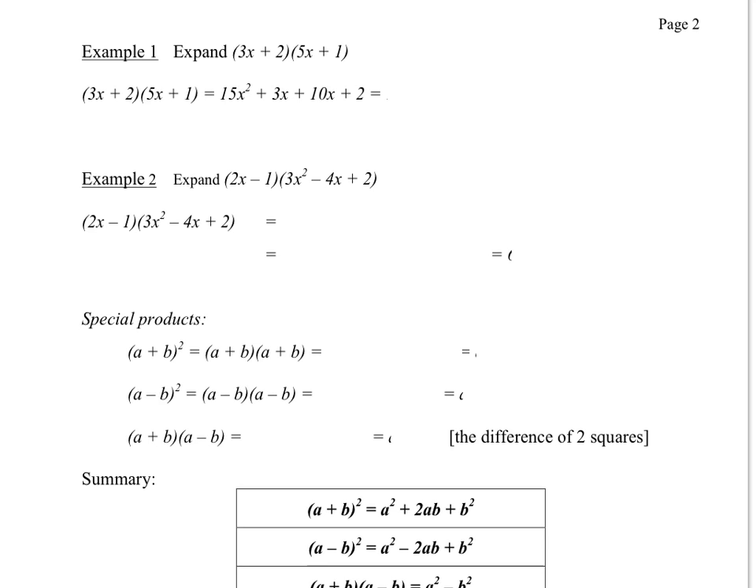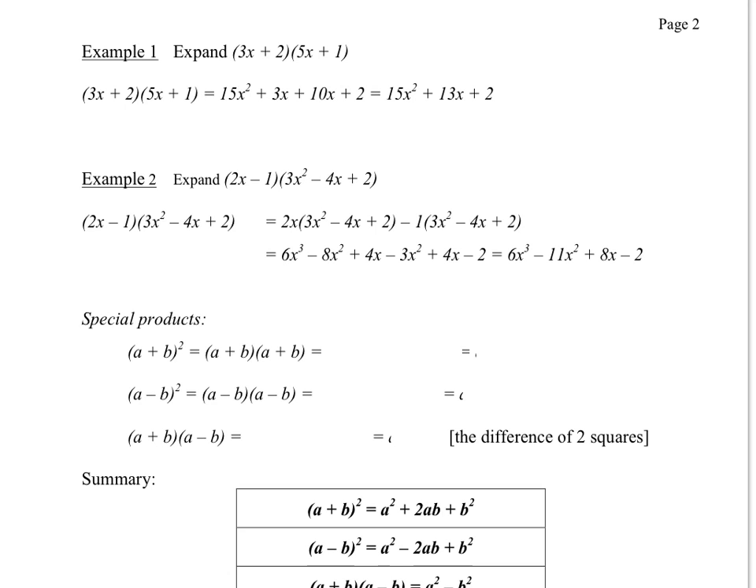If you do that, and gather together the x terms, you get 13x in the middle. In the second one, you have to multiply each of these terms here by 2x, and you've got to multiply each of these 3 terms by -1. What we should get is the 2x times those things, and then you've also got to remember to do -1 times those things. Multiplying out the brackets gives you this, and then gathering, for example, the x squared terms together gives you this.